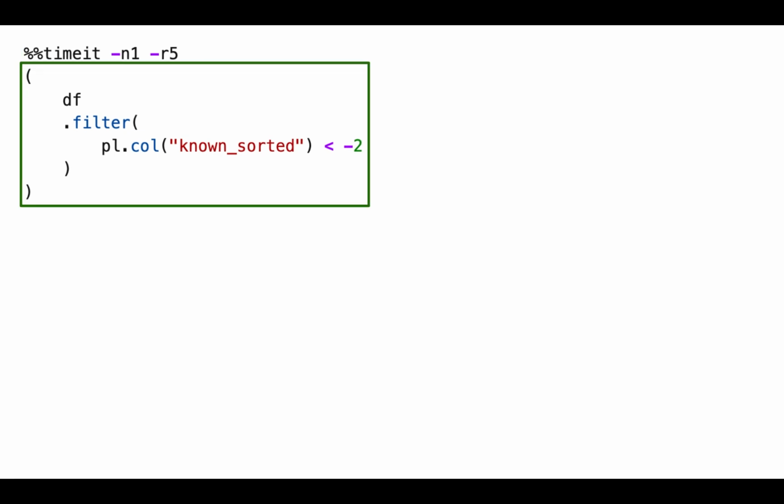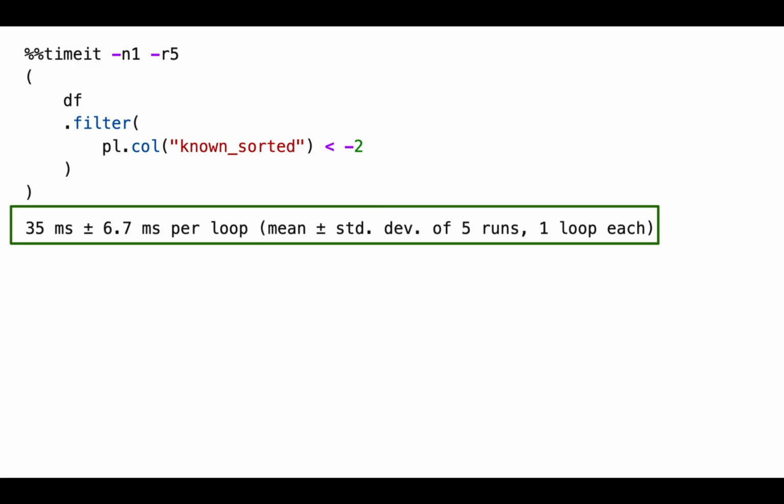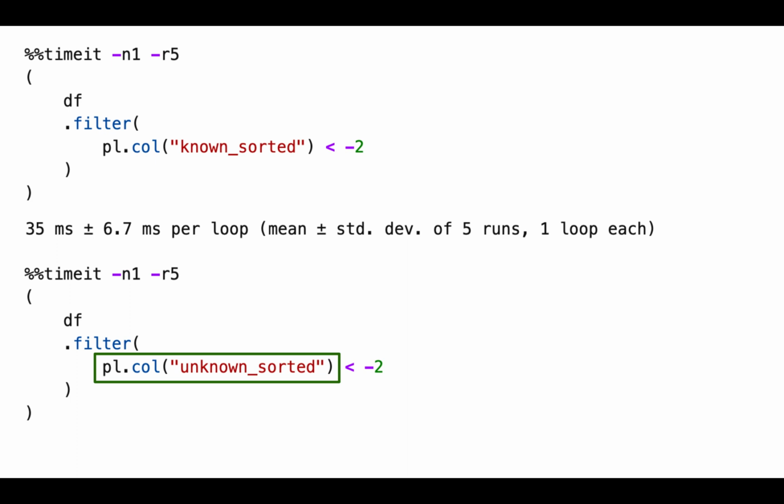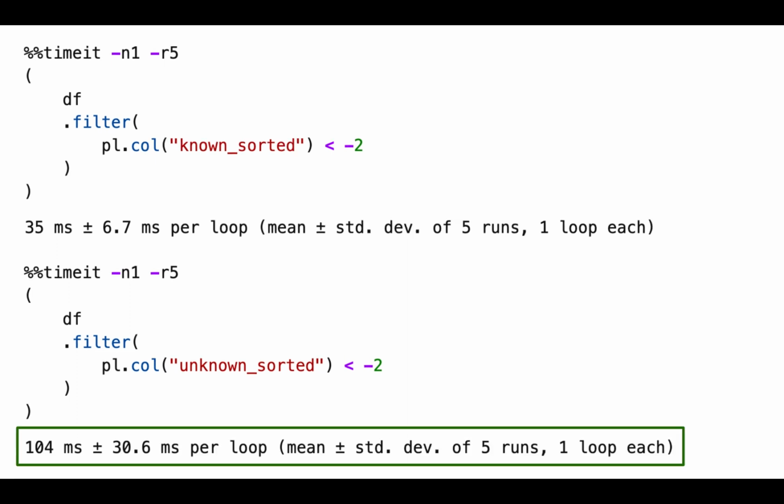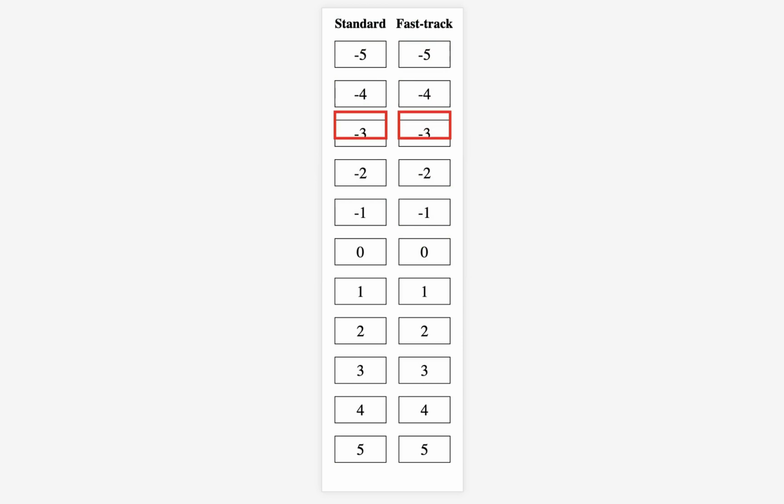In this case, we want to filter the data frame to only include rows where the values are less than -2. On the known sorted column, this takes 35 milliseconds. How about the unknown sorted column? On the unknown sorted column, this takes 105 milliseconds, about 3 times longer. It's straightforward to understand what's happening here. With the fast track algorithm, polars knows it can stop the filter once it finds a value that is greater than -2. Without the fast track algorithm, it has to search all the rows in the column.